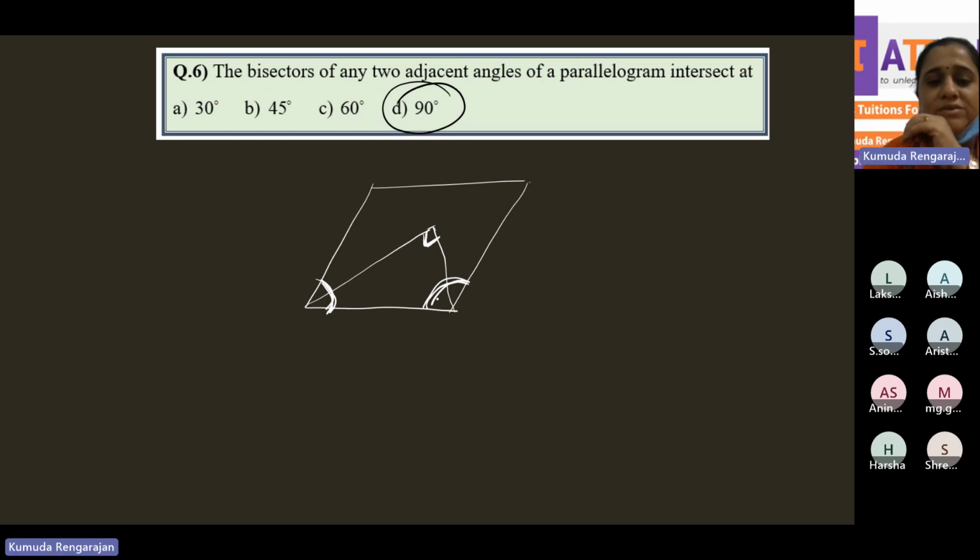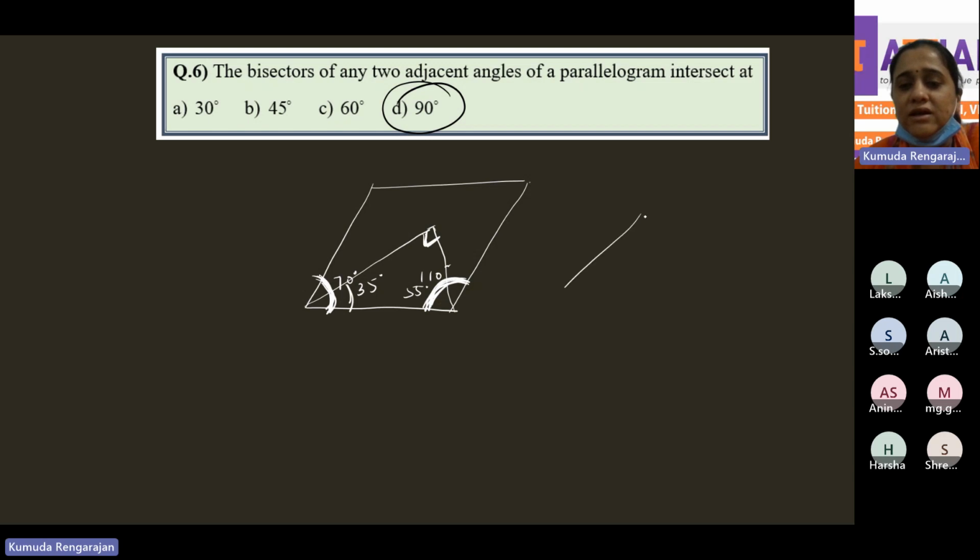If this is 70, how much is this? 110. Why? Because in a parallelogram, adjacent angles are supplementary. So if this is 70, this is 110, correct? Now, if 70 degrees is bisected, how much is this one? 35. And if 110 is bisected, how much is this? 55.